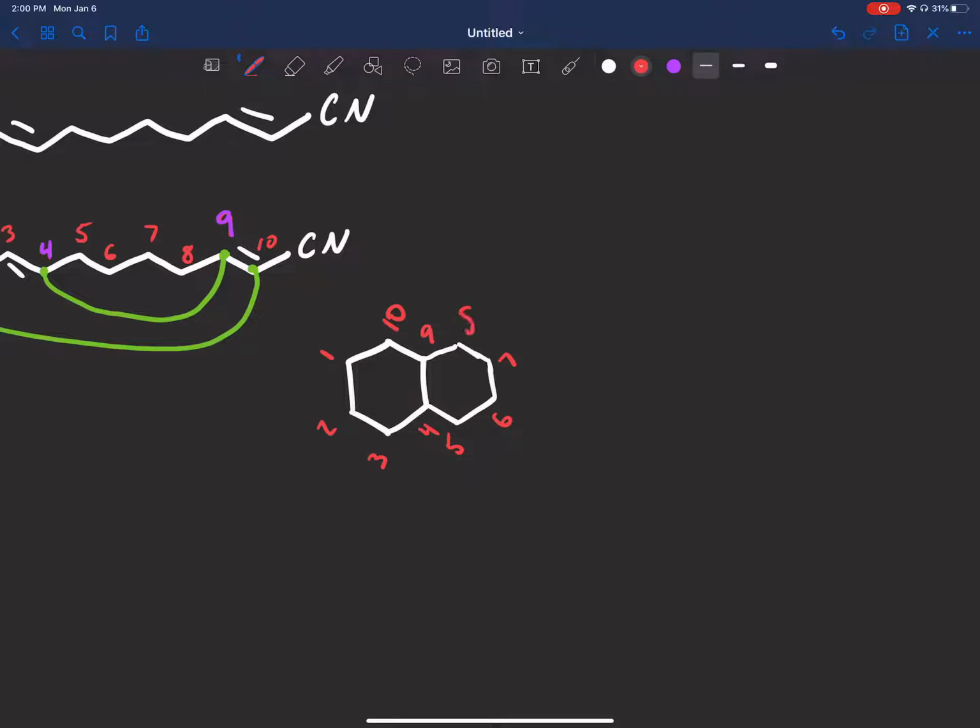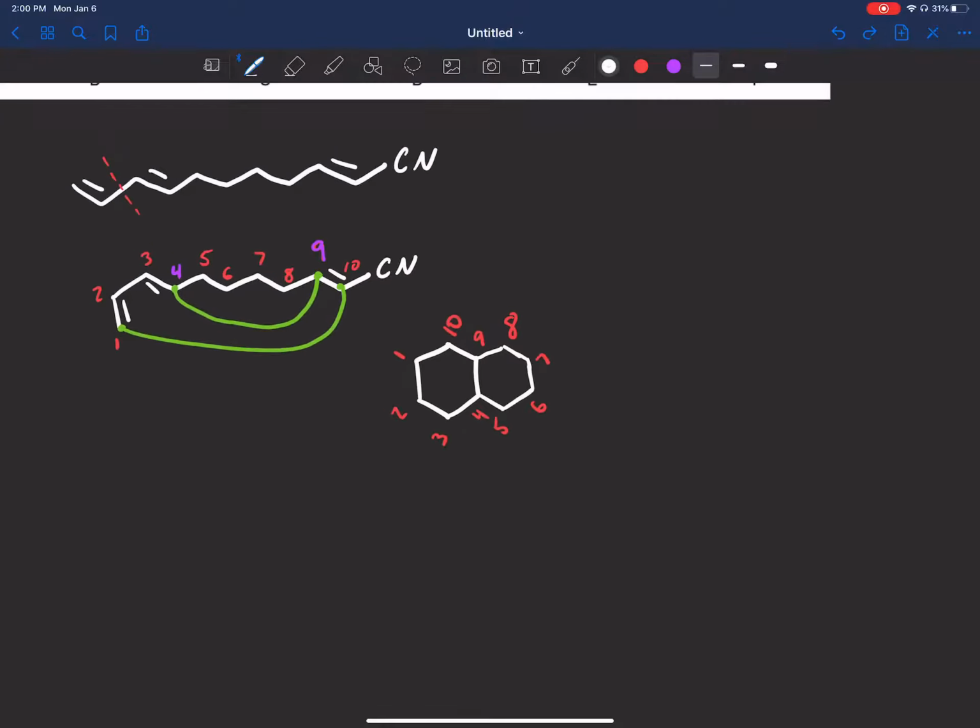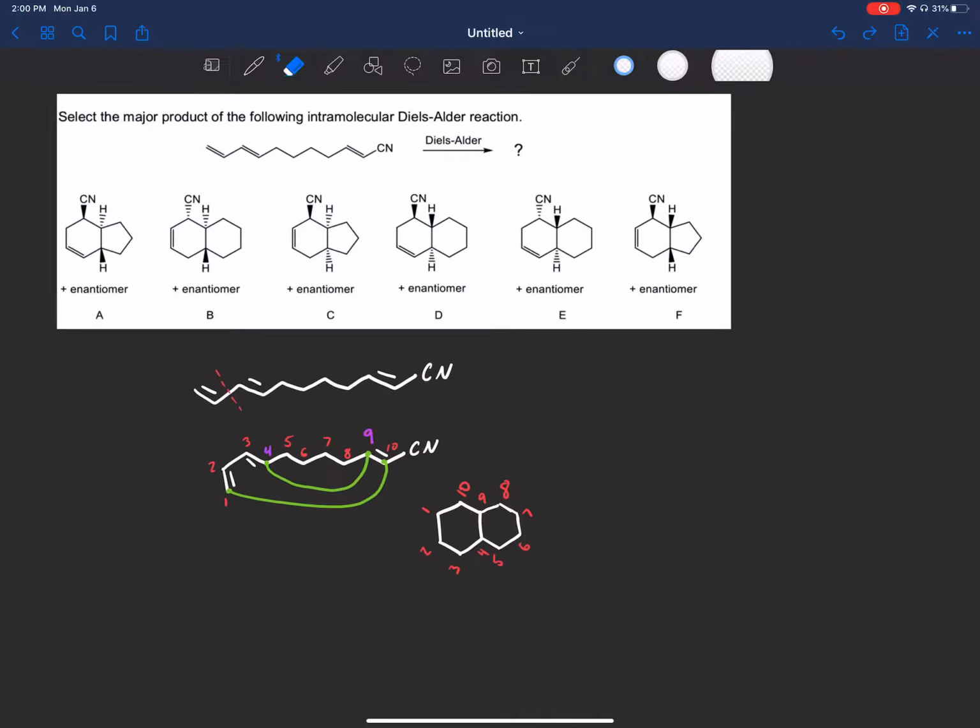You didn't have to rotate it. You could easily do these problems without rotating anything, but it's just sometimes a little bit easier. Okay? And so here's our 2 rings, right?